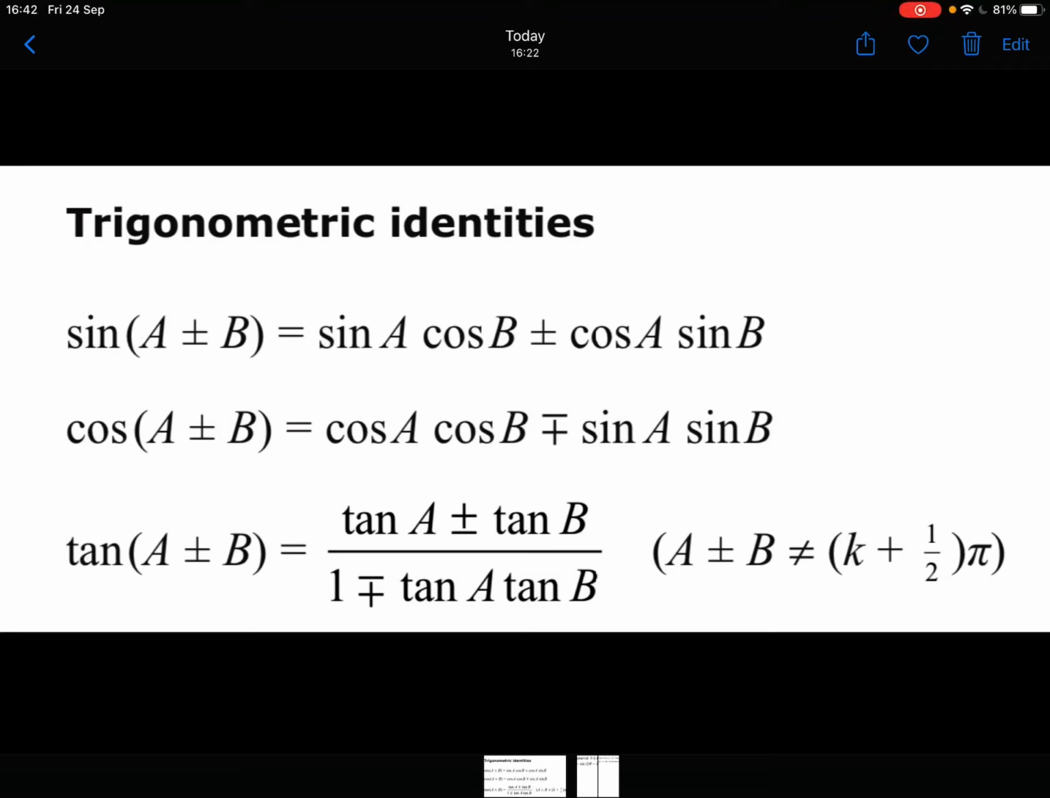This video is all about how we can use these addition formulae to solve trigonometric equations. So you should have got these formulae copied down from a previous video, but if you haven't yet, make sure you copy them down now. We're going to do two slightly different examples of how we can use these to solve equations.